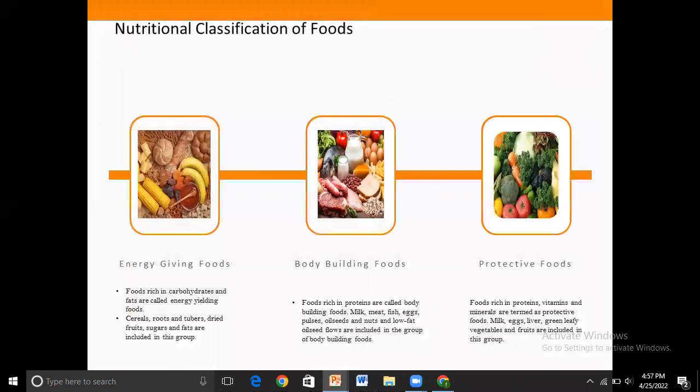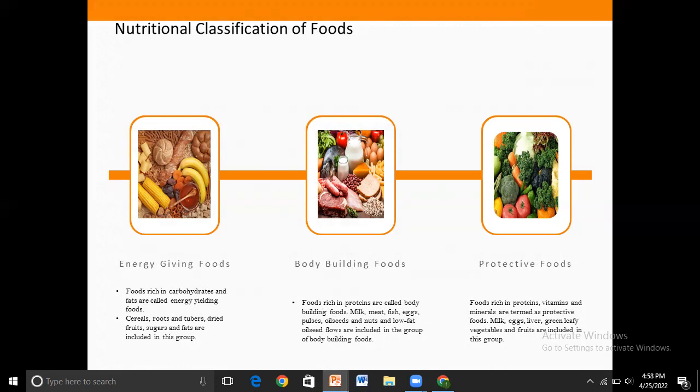Next comes the classification of foods. These are the ones we have mentioned earlier: energy giving foods, bodybuilding foods, and protective foods. Energy giving foods are mostly carbohydrates and fats: cereals, roots and tubers, dry fruits, sugars, and all sorts of fats like butter, ghee, oil. All these come under energy giving foods.